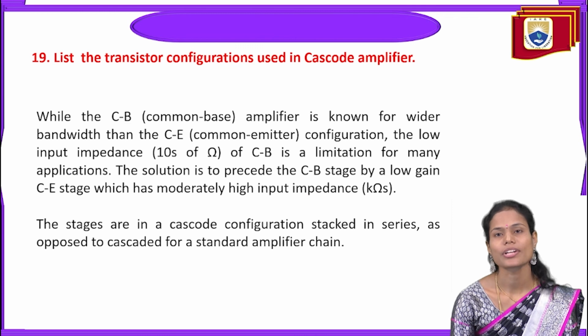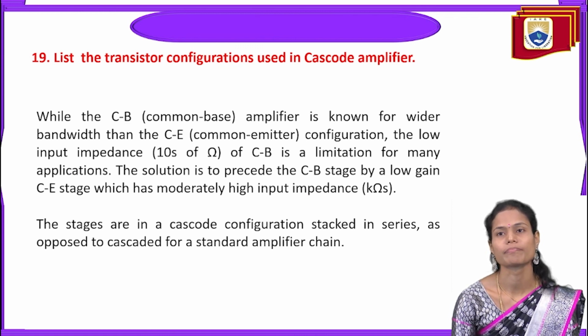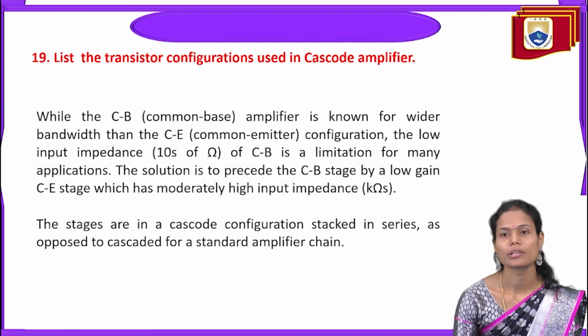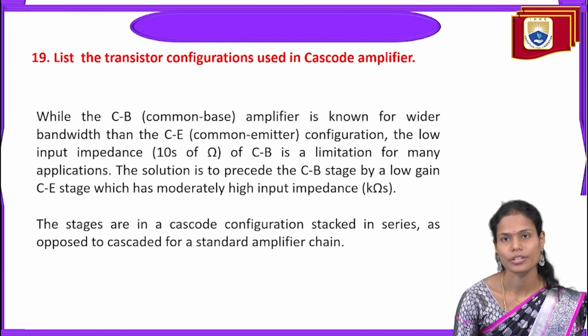And next, list the transistor configurations used in Cascade amplifier. In the Cascade amplifier, we utilize one common base amplifier and one common emitter amplifier. If we interconnect the two stages, we can form the Cascade amplifier. We need to give some two to three points related to this Cascade amplifier.